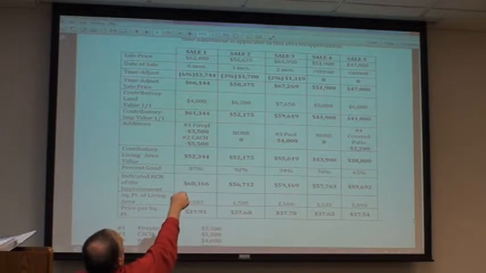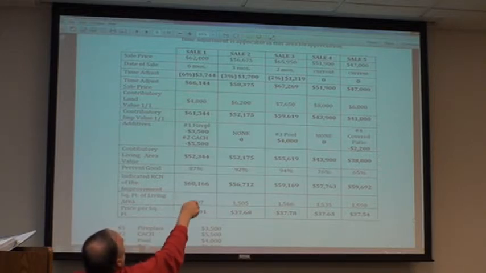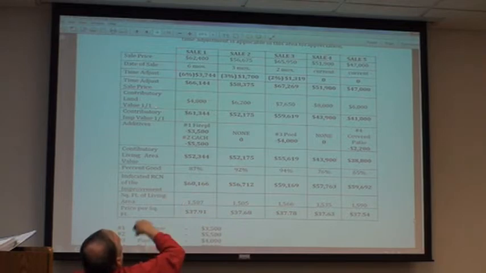So we know that sale number 1 has a $4,800 lot. Sale number 2 has a $6,200 lot. Sale number 3 has a $7,650 lot. Sale number 4 has an $8,000 lot. Sale number 5 has a $6,000 lot. So we're going to take the land values out. You'll get to our adjusted values for time and backing out the land.